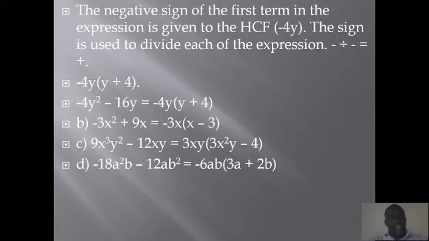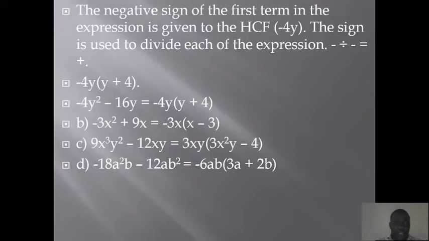So now let's look at B. Now I am not solving the way I solved the first exercise and example A. So now we have negative 3x squared plus 9x. So the first thing we need to do, what is the HCF? Please carry your pen. You will be the one to do this now, because I won't do it again. Find the HCF of 3x squared and 9x.